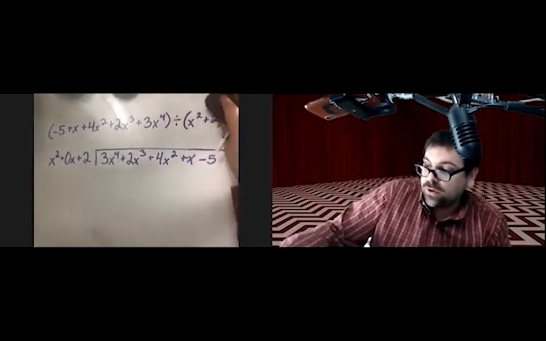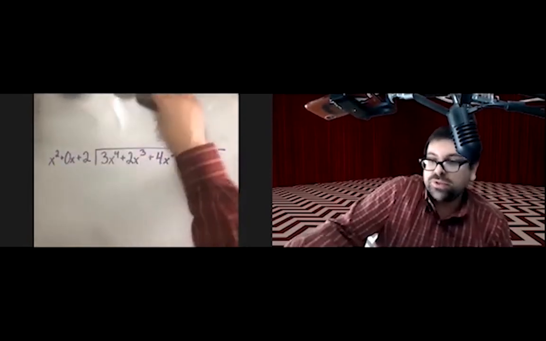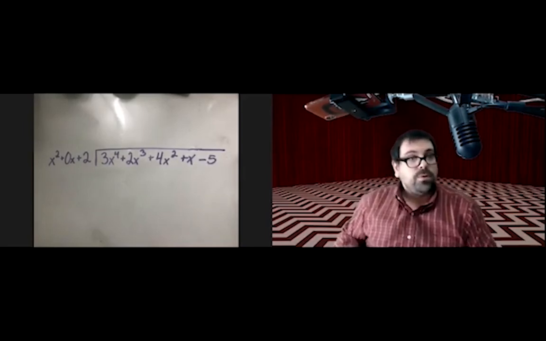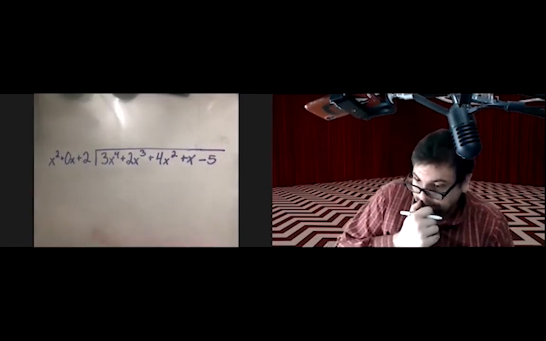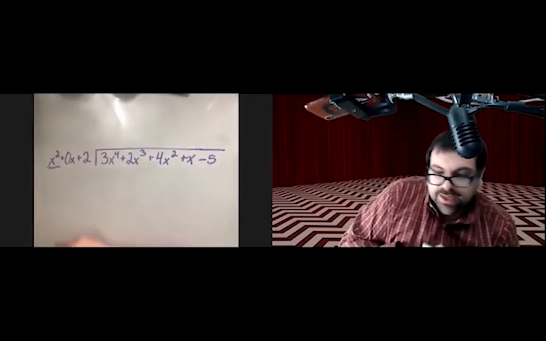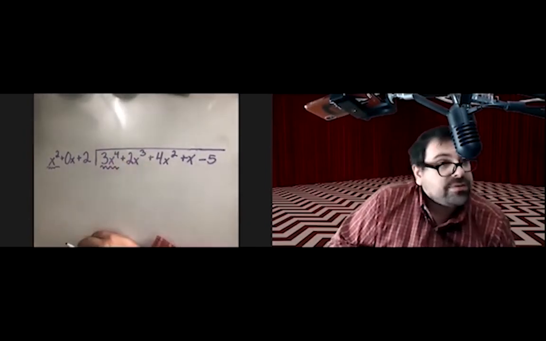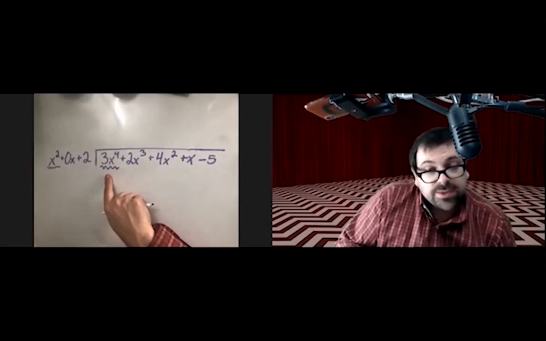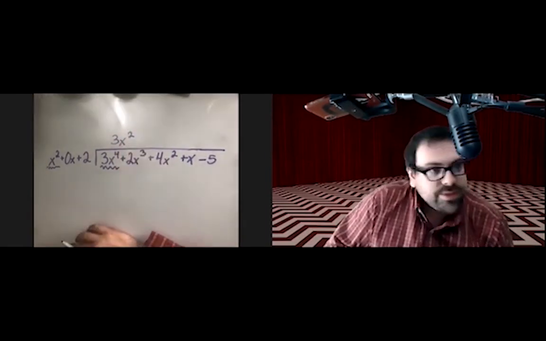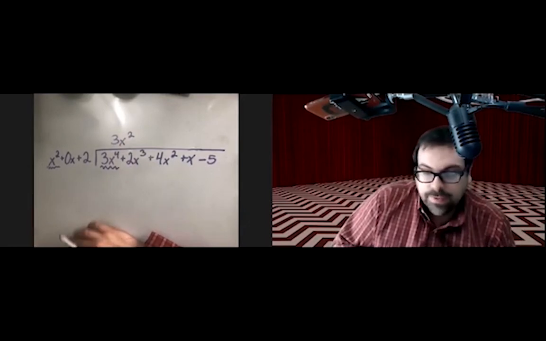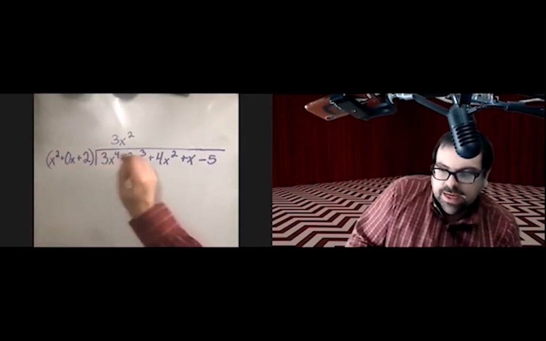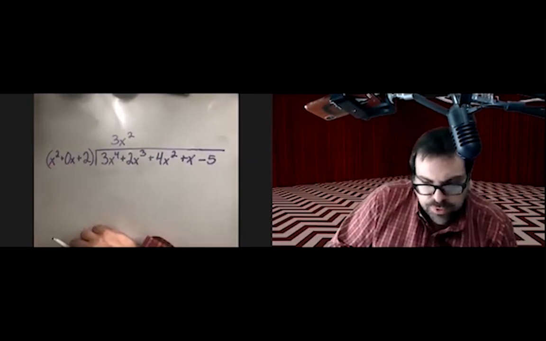So now we can do our work. I have a feeling there's going to be some form of a rewrite in my future, but we'll avoid that for as long as possible. Just look at the first term, the x squared, the 3x to the fourth. X squared times what is 3x to the fourth? X squared times 3x squared is 3x to the fourth. Multiply around the corner. Multiply by the entire x squared plus 0x plus 2.